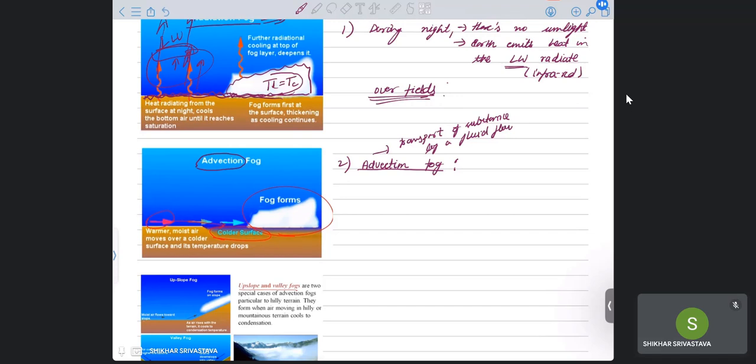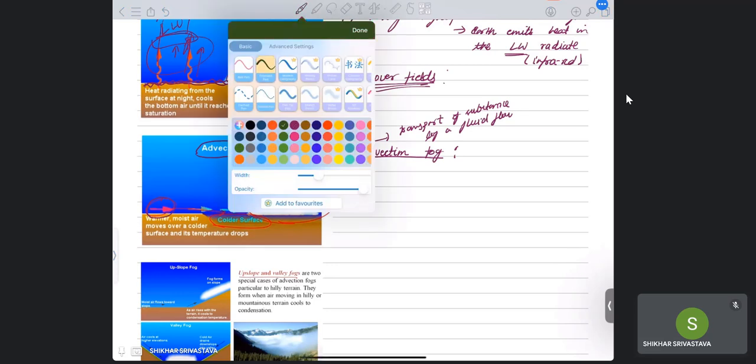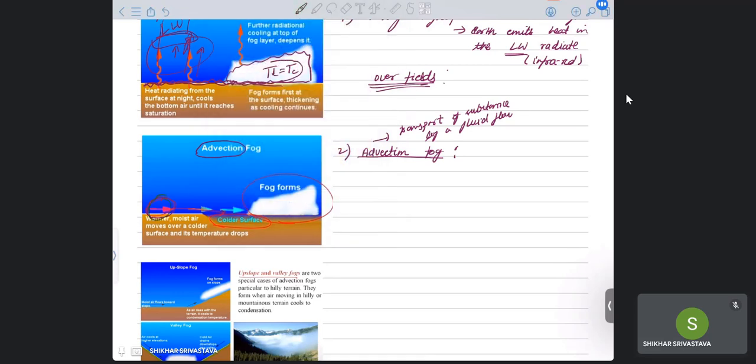Okay, now we'll talk about another kind of fog, which is called the advection fog. So how does advection fog form? The word advection means transport of a substance by a fluid flow. Suppose there is some warm air which has moisture in it, and it is flowing from land to some cold surface. This cold surface can be a pond, a lake, some cold water body, anything which has a lower temperature than land.